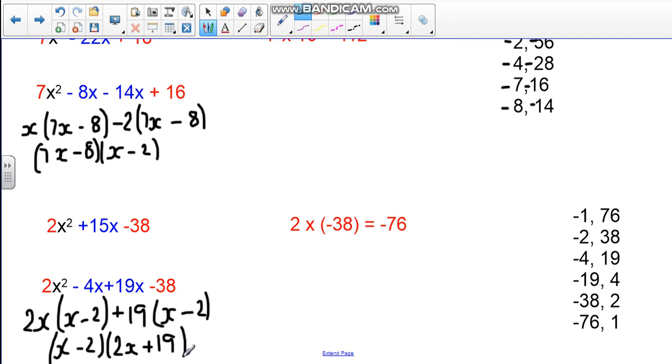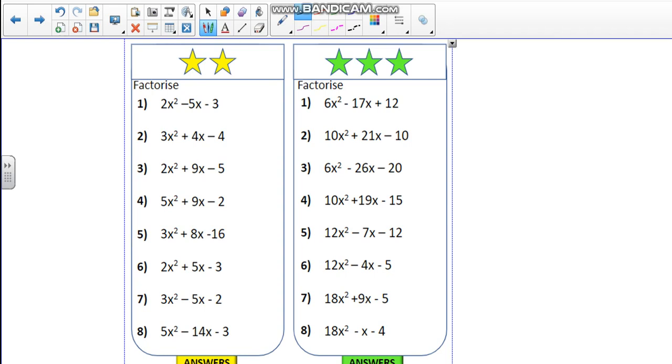So hopefully you've remembered what we were doing yesterday, and you're ready to have a go at some questions on your own. These are on a worksheet as well. If you're doing the worksheet, you only need to look at the 2 stars and the 3 stars. But have a go. There's 16 questions. Press pause and have a go.